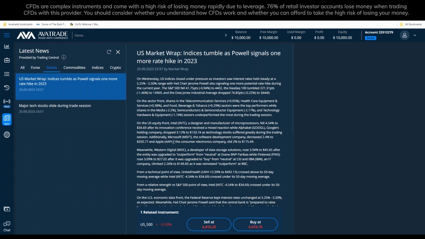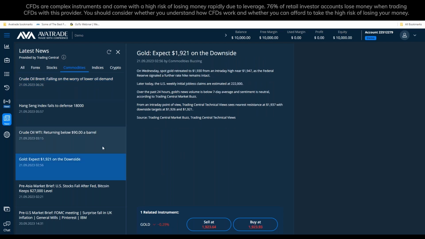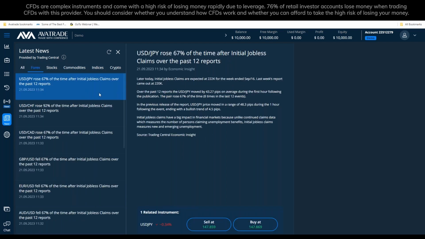If I click on stocks, it shows me things about Apple, things about Intel, and how it affects the market. This one is in particular for an index, US 500. If I go to commodities, I might find something about crude oil, and in here something about gold. Here again, indices, Forex, and so on. Very nice, accessible, well presented, as you can see.